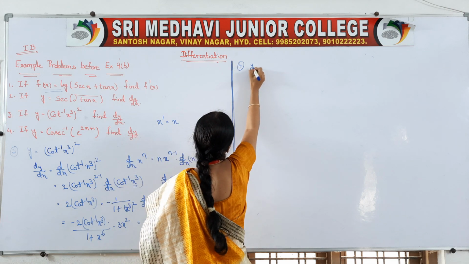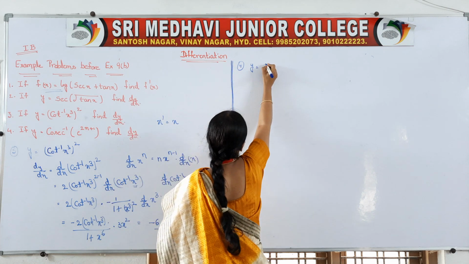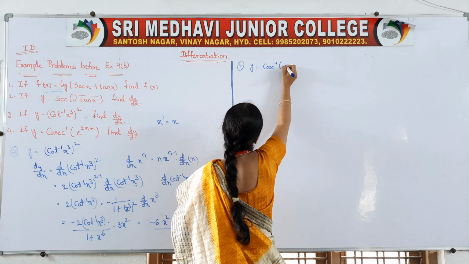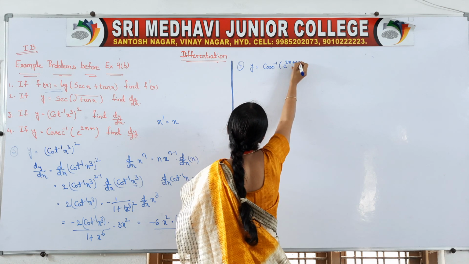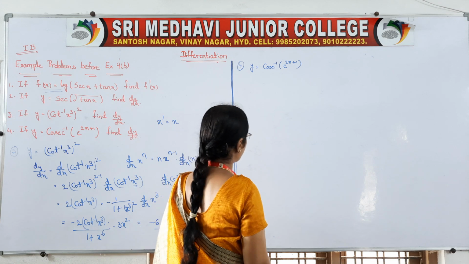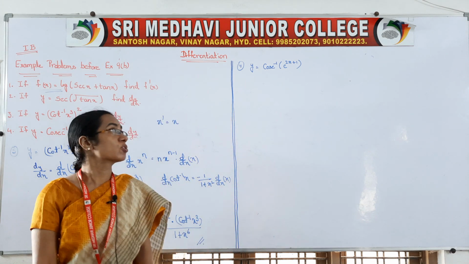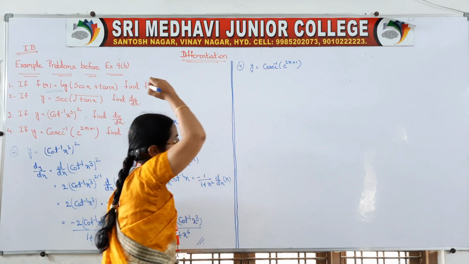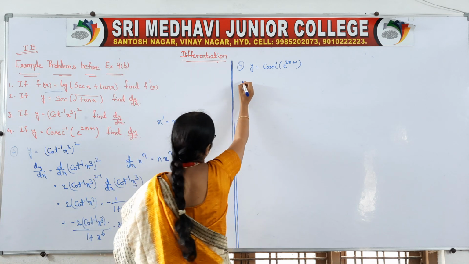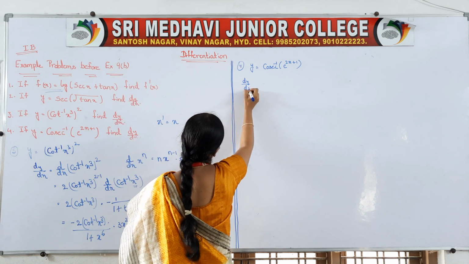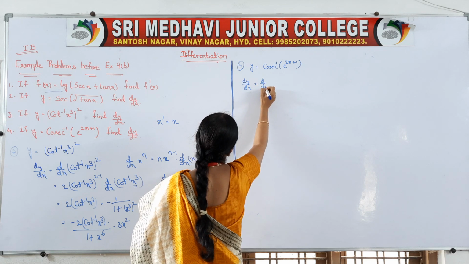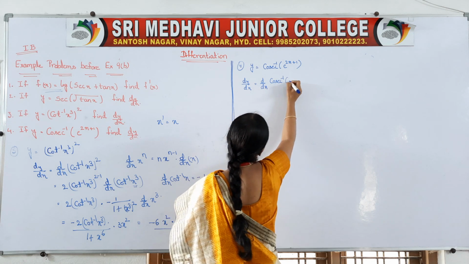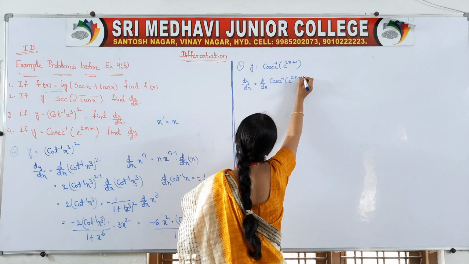If y is equal to, what is the question? It is cosecant inverse of e to the power of 2x plus 1. Then find dy by dx. That is the question. The question is based on cosec inverse, so we have to check the formula of cosec. Question is dy by dx. What is the meaning? D by dx of y. Y is cosec inverse of e to the power of 2x plus 1.